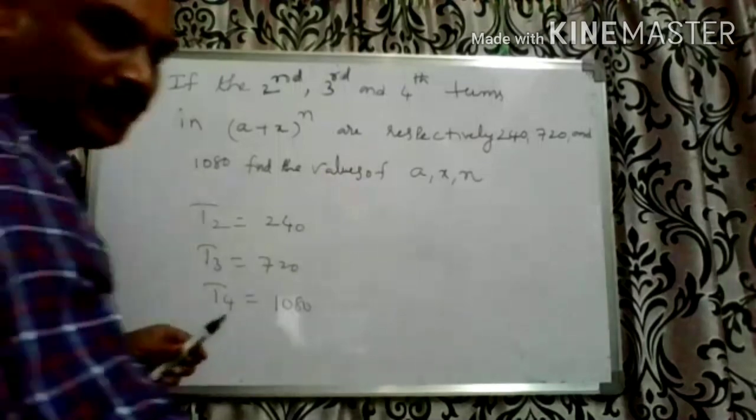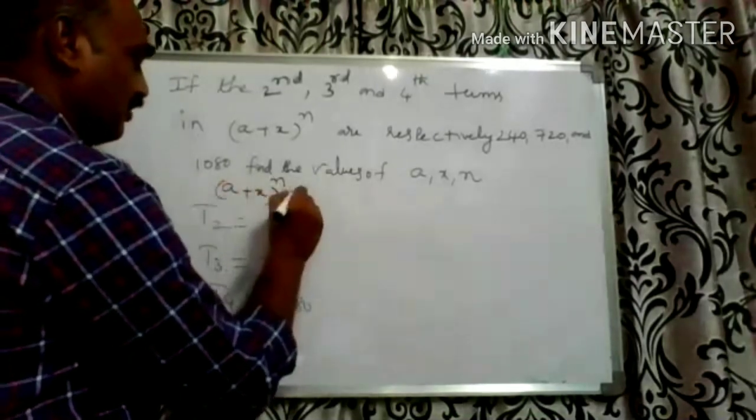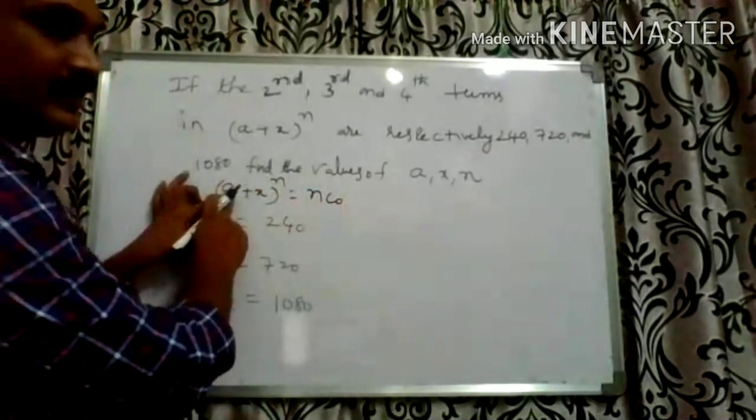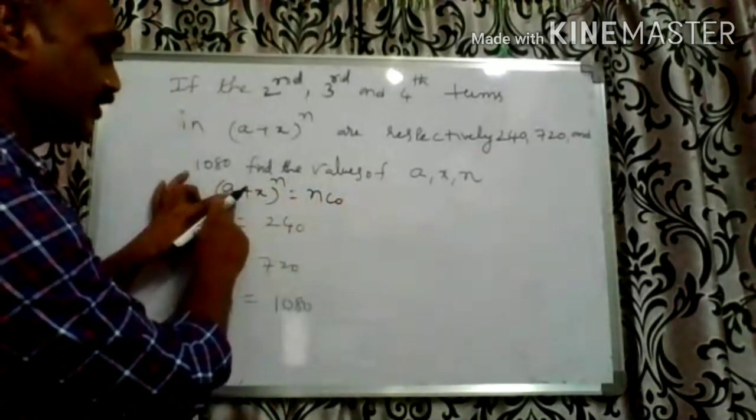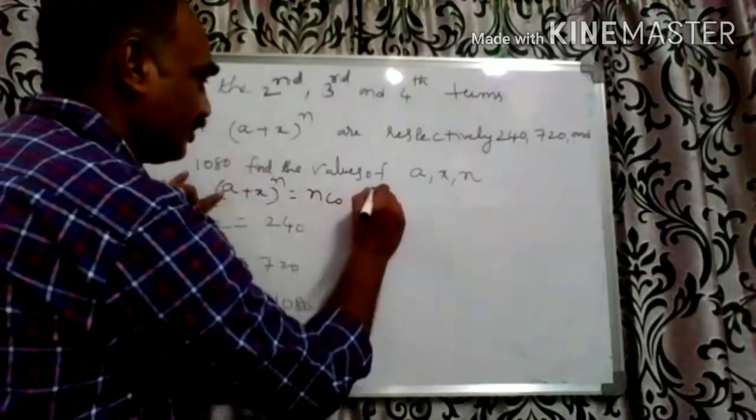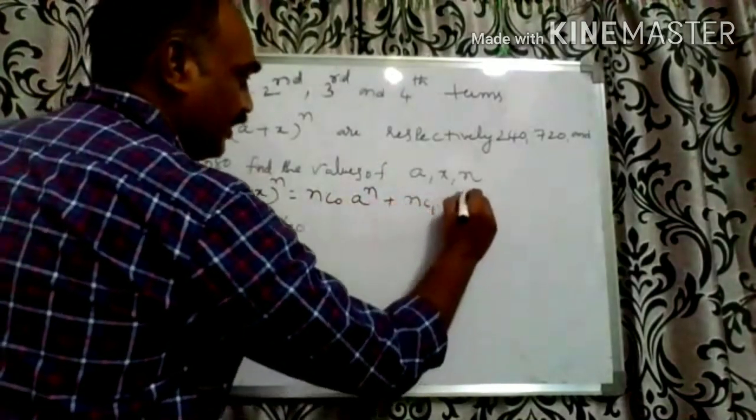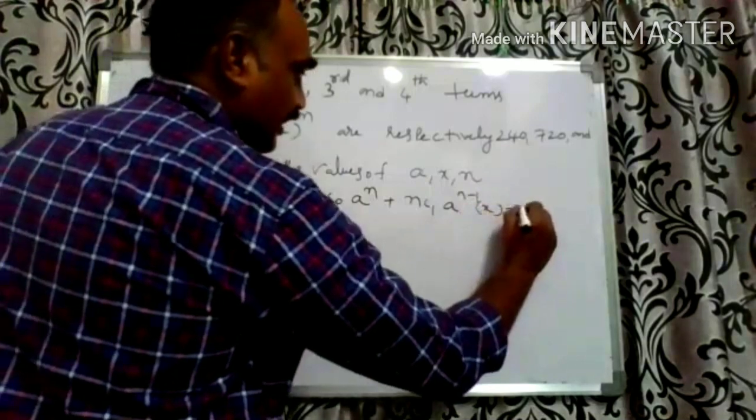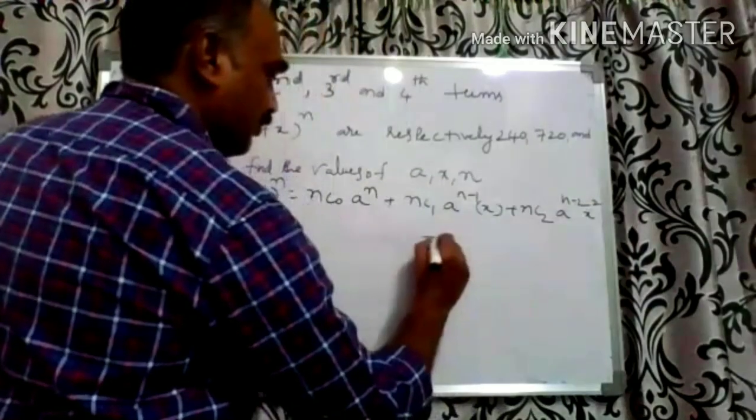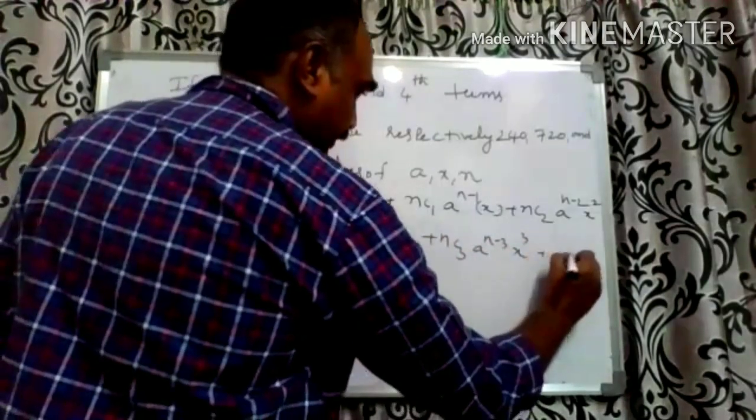(a + x)^n is equal to: first term nC0 a^n, second term nC1 a^(n-1) x, plus nC2 a^(n-2) x^2, plus nC3 a^(n-3) x^3.